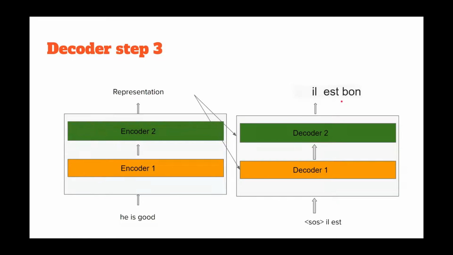At time step t equal to 3, it will be SOS, Il, and est, which is the output that was generated in the last time step. So that will be added as an input, and it will try to predict bon. At time step t equal to 4, it will be SOS, Il, est, bon. Once the EOS, that is end of sentence, is generated, the decoder has completed generating the target sentence, and it will stop. This is how the decoder works during the testing phase.